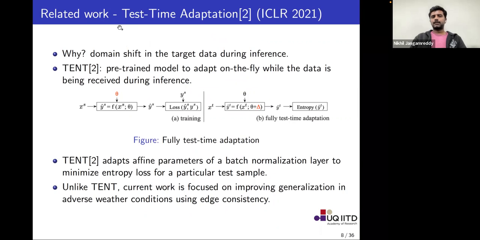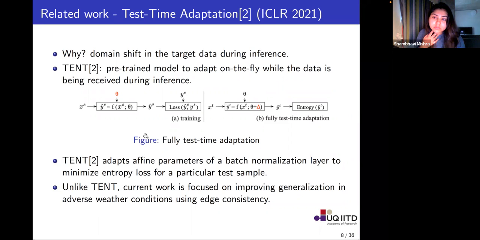So coming to the related work, the first method which proposed this technique is from ICLR 2021. The work is referred to as Tent. The goal of the approach is to handle the domain shift in the target data that can arise directly during inference. What Tent does is, let's say in training the model, we have X's and Y's. We have a model which is trained on X's and Y's. During fully test time adaptation, we have Y hat, which is the predicted label or predicted probabilities on the XT. And we use entropy as a loss to adapt the model in such a setting. More specifically, Tent tries to adapt the affine parameters of the batch norm layer to minimize the entropy loss for each test sample. So Tent only does sample level adaptation. So the model is reset after each sample.